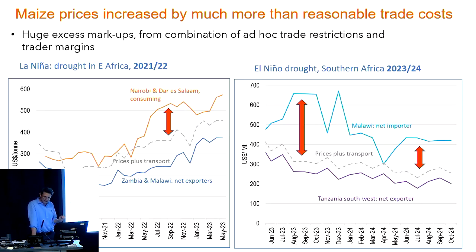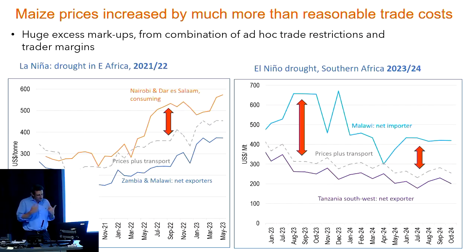Zambia and Malawi were net exporters in those years. Those are the prices. In fact, Zambian and Malawian farmers in the middle of 2021, their prices were incredibly low, just above $100 a ton. Really, there was a real issue about whether farmers were able to afford seed, etc. So you've got massive wedges in there, huge wedges, massive markups, including over transport costs.